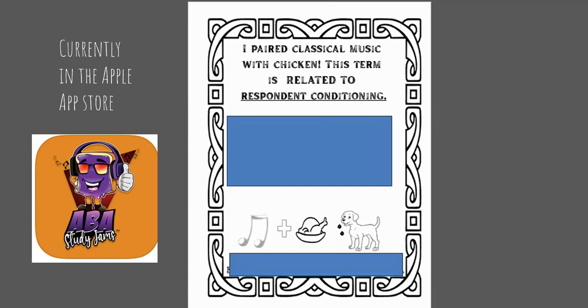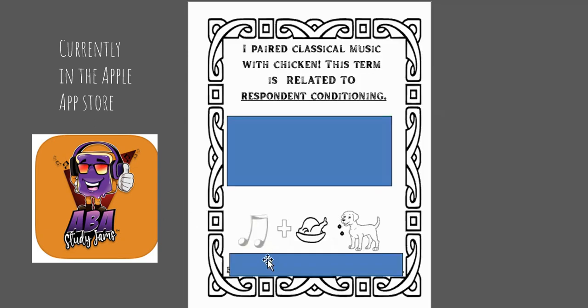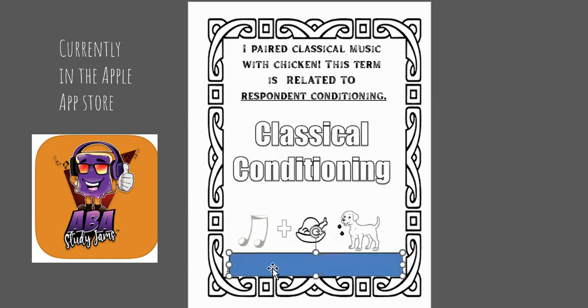Okay, so I paired classical music with chicken. This term is related to respondent conditioning. And here's the word bank. Babylonian conditioning. Yes, it's actually 2. So this one is classical conditioning, but it's also Pavlovian conditioning. Respondent conditioning is also called classical conditioning and Pavlovian conditioning.